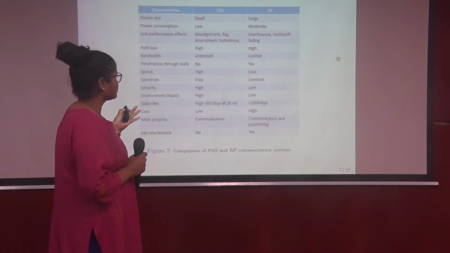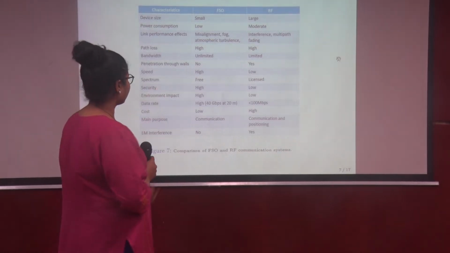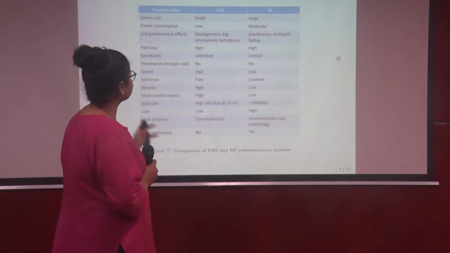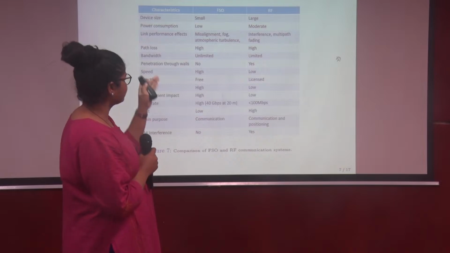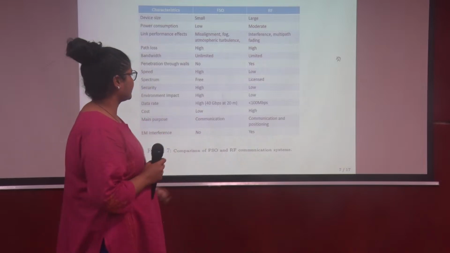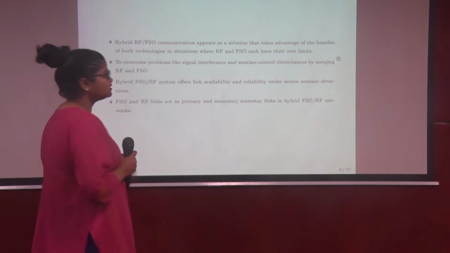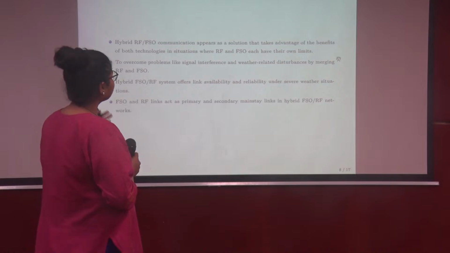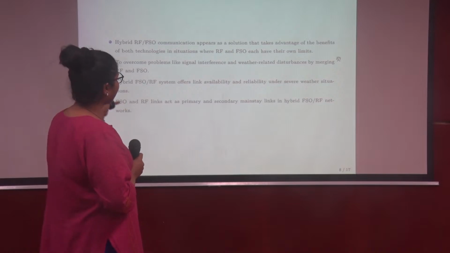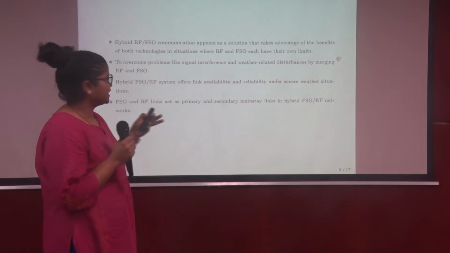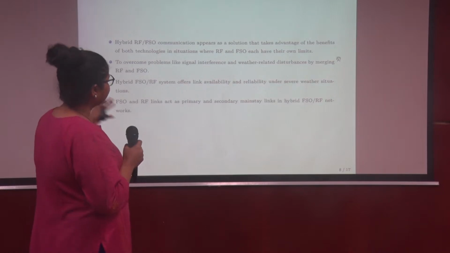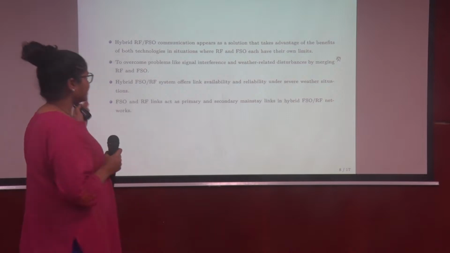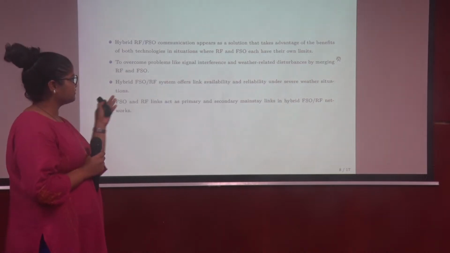Security is higher in FSO communication and lower for RF communication. Data rate is higher for FSO and lower for RF. There is no EM interference for the FSO system, but it is present in the RF system. So we have seen both the advantages and disadvantages of FSO and RF communication. So we can consider a hybrid system which includes both RF and FSO, considering their limitations. This system helps us mitigate signal interference and weather-related disturbances. Also, it enhances availability and reliability under severe weather conditions.